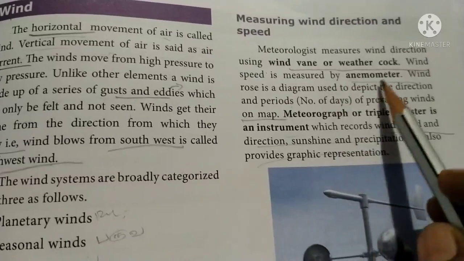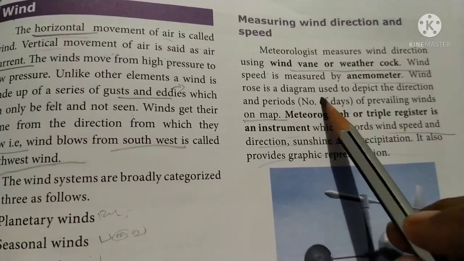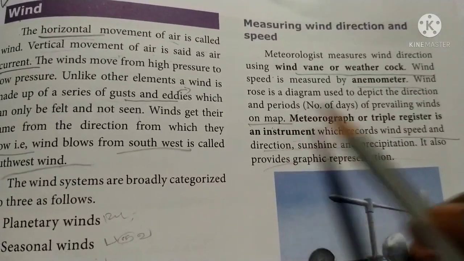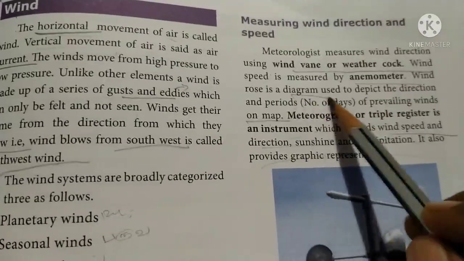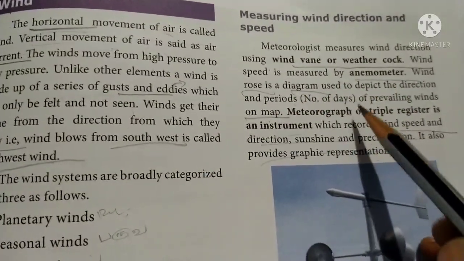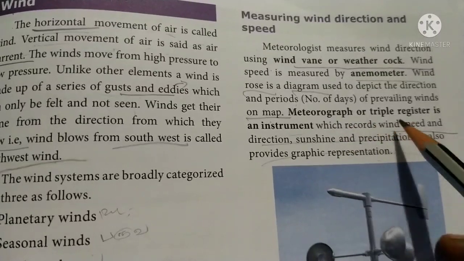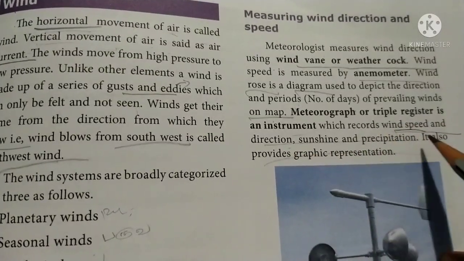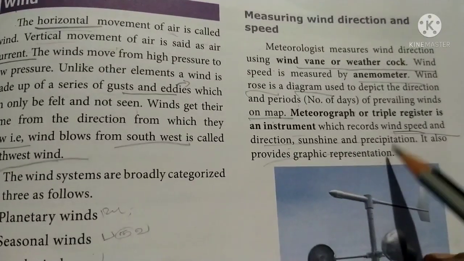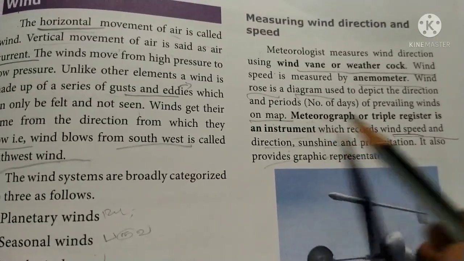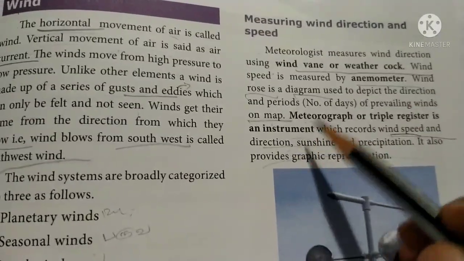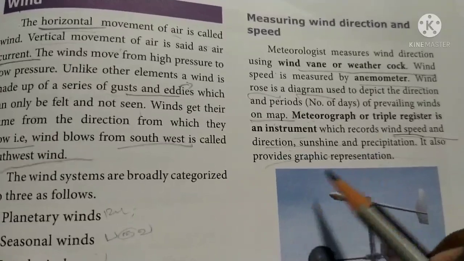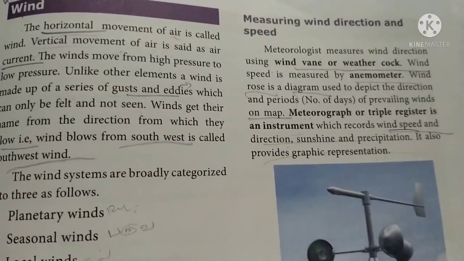Wind speed is measured by the anemometer, and a wind rose is a diagram used to depict the direction and periods of prevailing wind on the map. So in order to show the wind diagram, the wind rose is used. And also a metrograph or triple register is an instrument which records the wind speed and direction, sunshine and precipitation. It also provides a graphic representation. This instrument is only used to record wind speed, direction, sunshine and precipitation. So okay students, thank you.